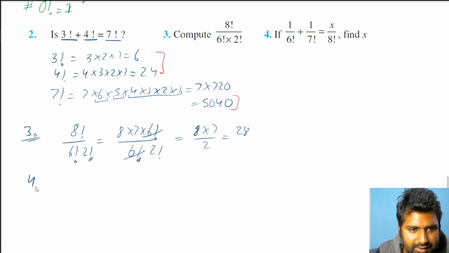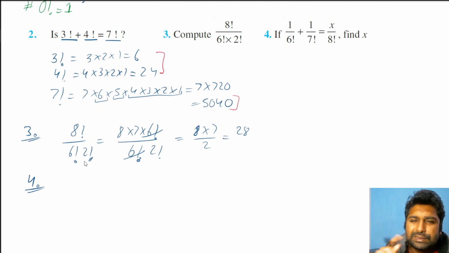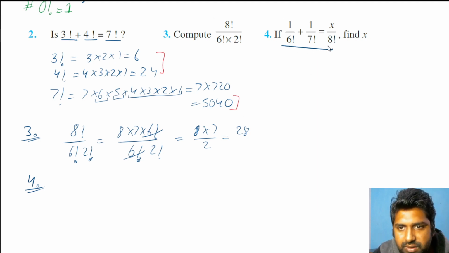Fourth one, it's a special type of problem, and if you solve 2 or 3 problems of this type, I'll tell you one shortcut that works for these questions, and the question will always be in order. 1 upon 6 factorial plus 1 upon 7 factorial is equal to x upon 8 factorial. The numbers will always be in order.